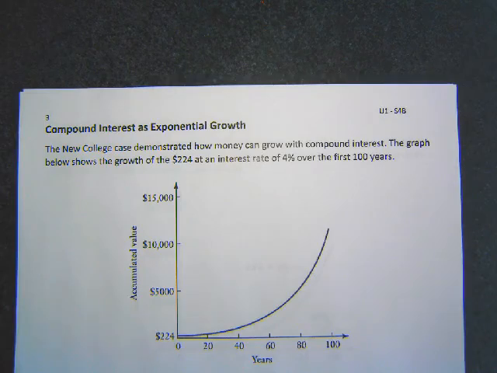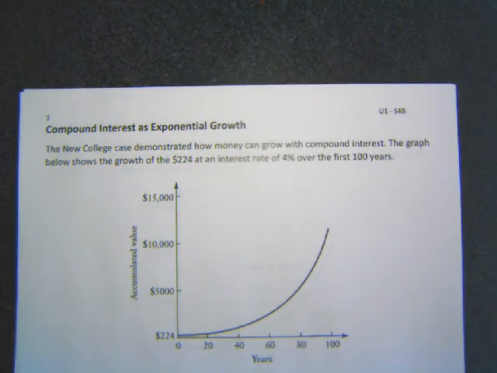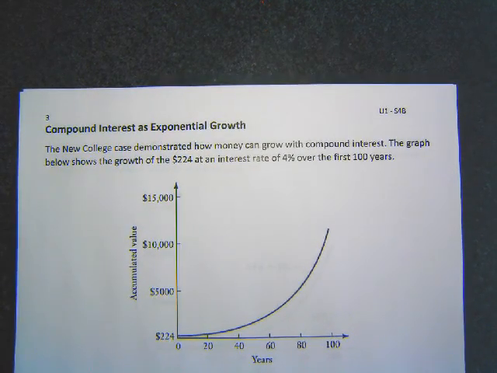So the New College case demonstrates how much money can grow with compound interest. It's a form of exponential growth, the same kind of thing as when viruses propagate or bunny populations grow. Things just get larger and larger, kind of a snowball effect, where the snowball rolls and gets bigger and bigger.